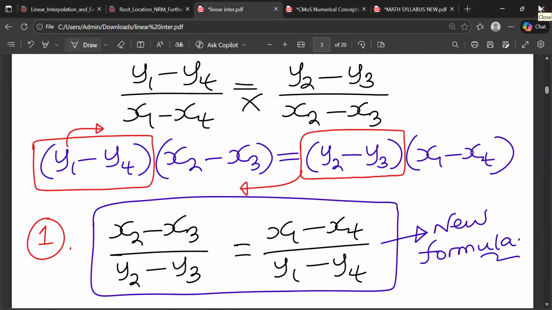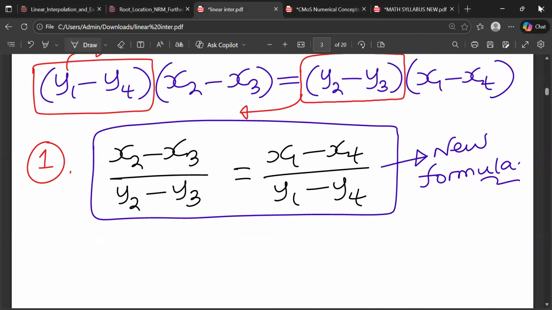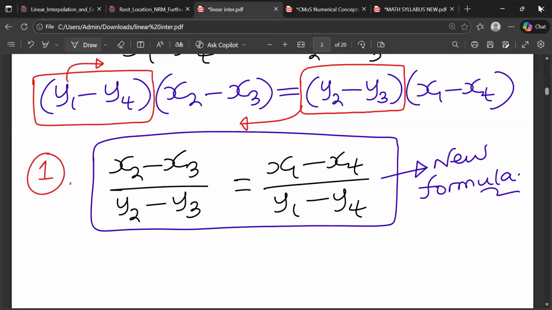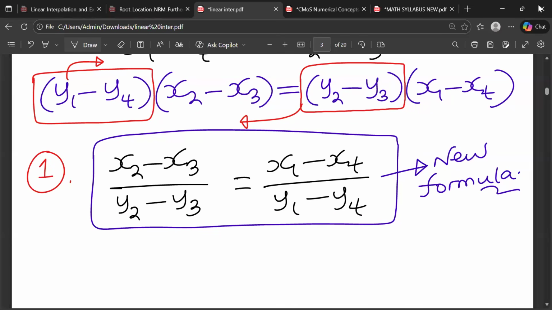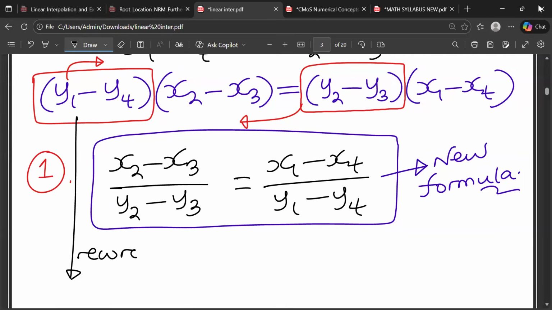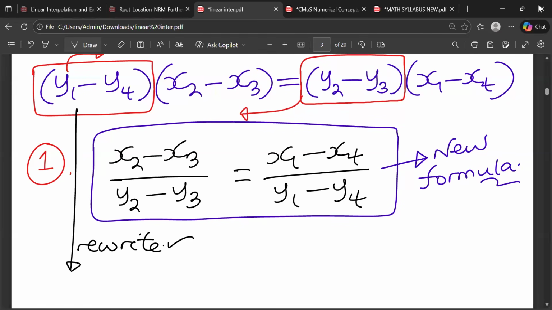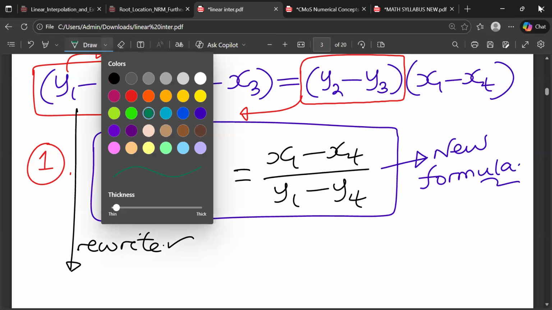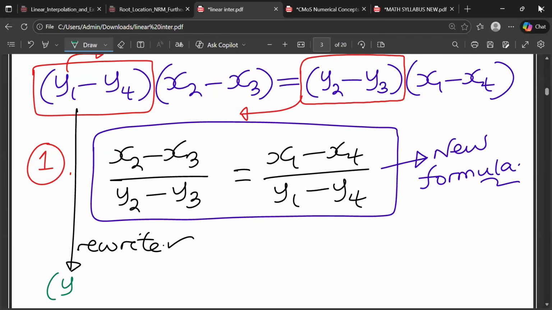Okay. Now, another problem. I'm going to rewrite this step, yeah? This step, that one. I'm going to rewrite that step. Then I show you another weird thing to do. And what is that? That formula has been y1 minus y4, then x2 minus x3.